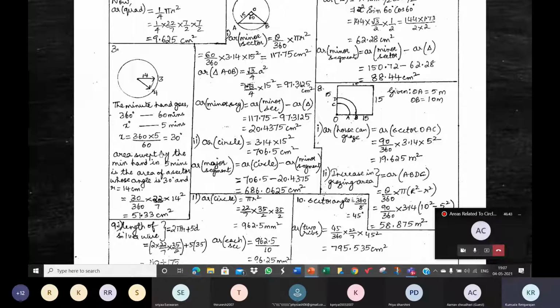You can see the third answer here, children. This is the third answer. This one I'm showing using the pointer. So look at the third question.